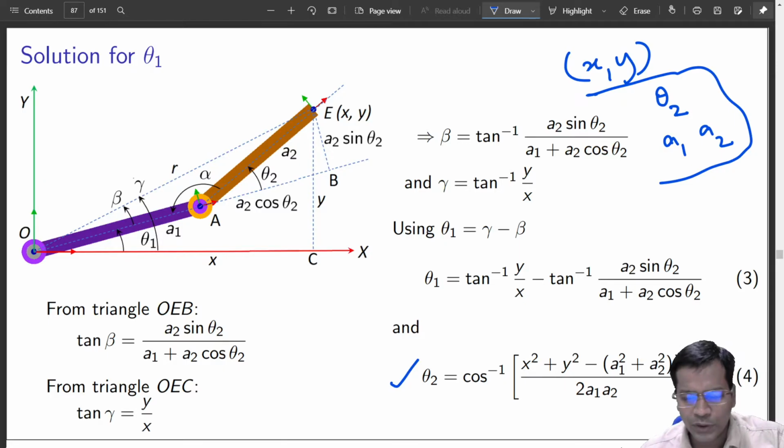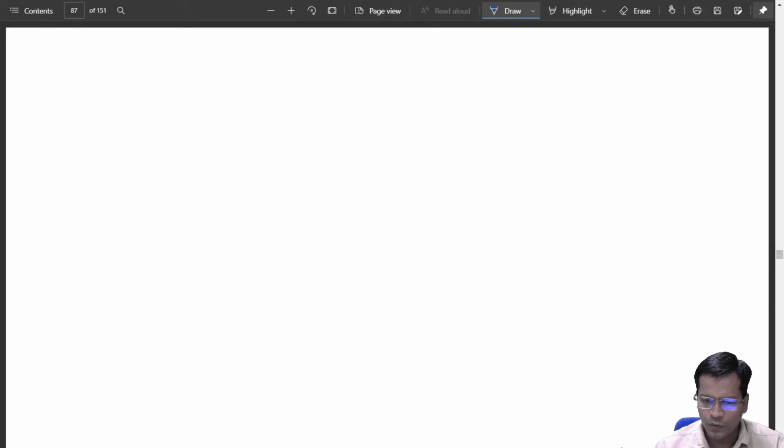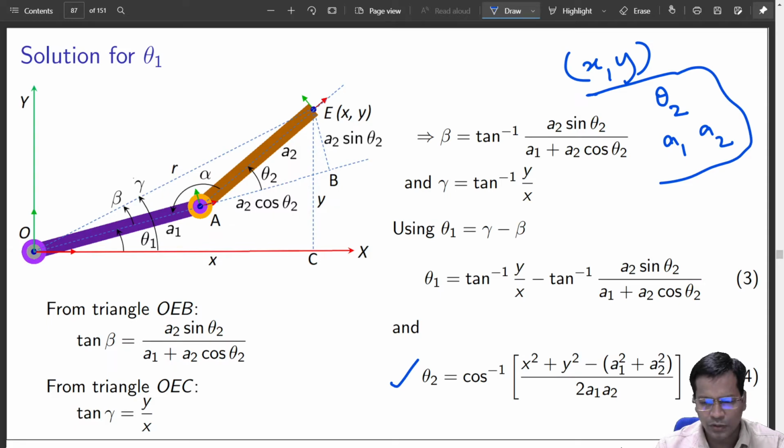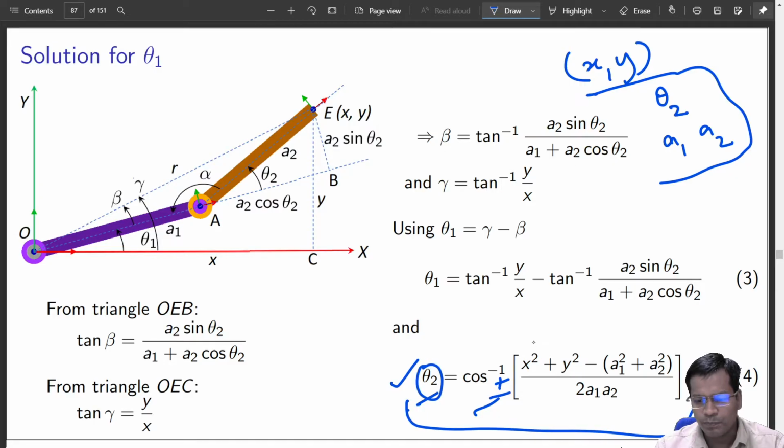So for a given position, you have now solved for this. Now see the ambiguity, what could be there, what else could be the solution. If you recall the cosine solution, because this is a cosine solution, theta 2 is cos inverse. If it is positive or negative, both of them are going to give you the same angle. So for a given position xy, you can have two solutions of theta 2.